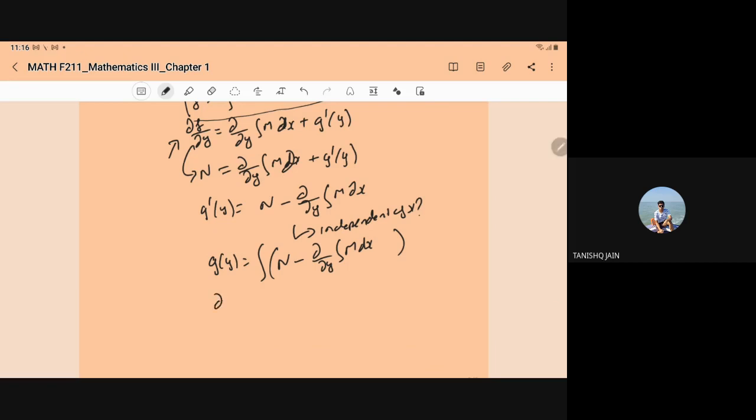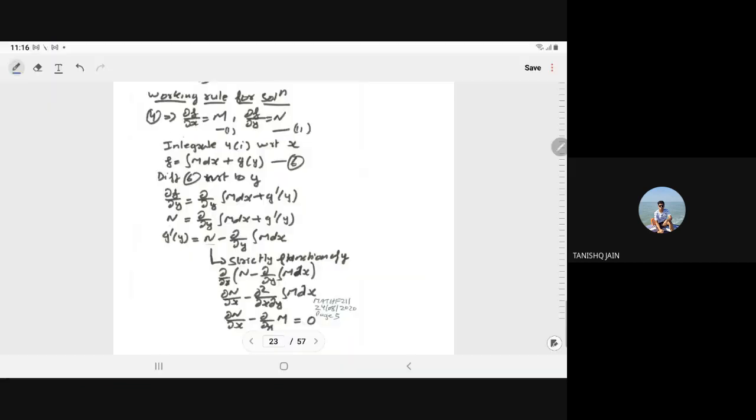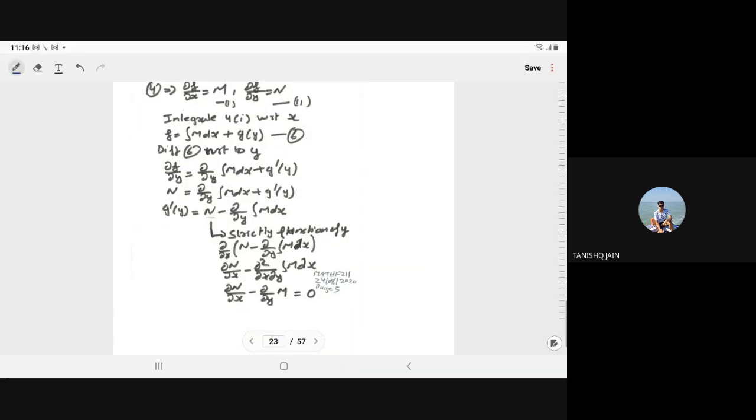So for that, we will compute del g by del x. When we compute del g by del x, we have del by del x of n minus del by del y of the integral m del x. It can be written as del n by del x minus del 2 of del x del y of the integral m dx.